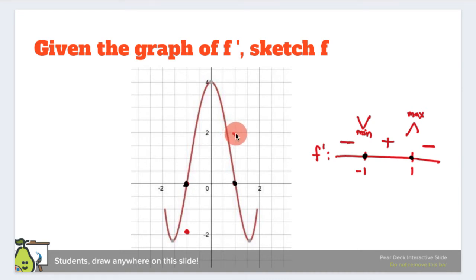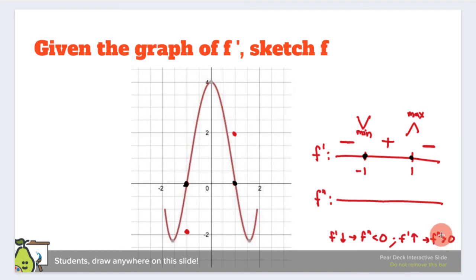Okay. Now, I really could make another number line of f double prime because where f prime is decreasing, we know that f double prime is less than 0. Same thing, f prime increasing, f double prime greater than 0. And isn't that going to tell us something about the concavity of f? And also inflection points. Okay, so all of this is going to be told to us by the f double prime number line. So let's go ahead and make it.